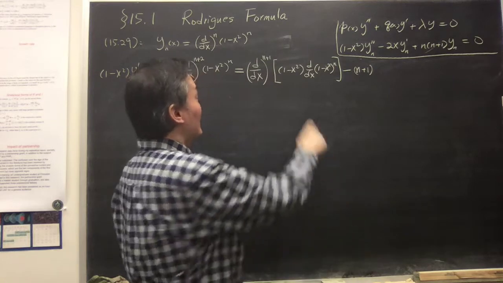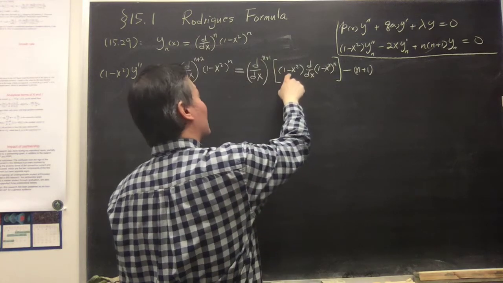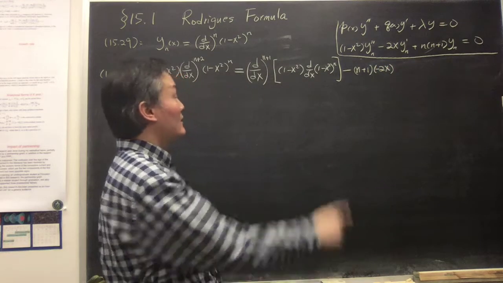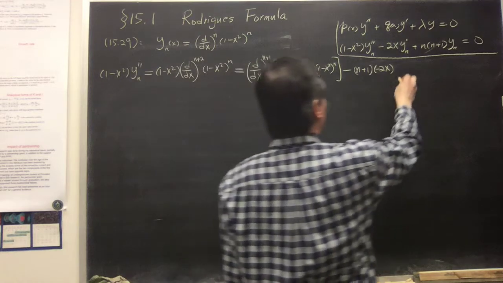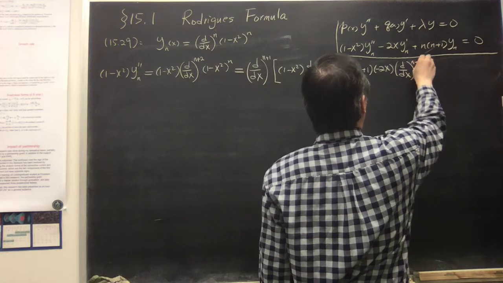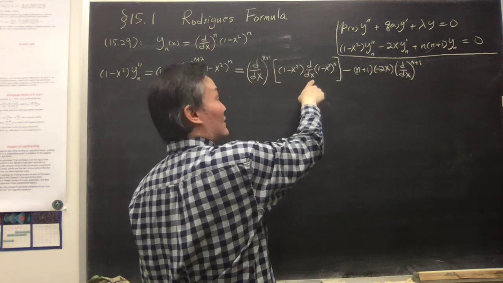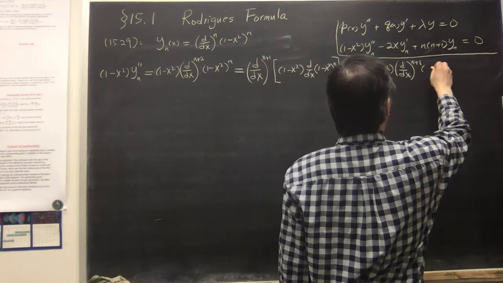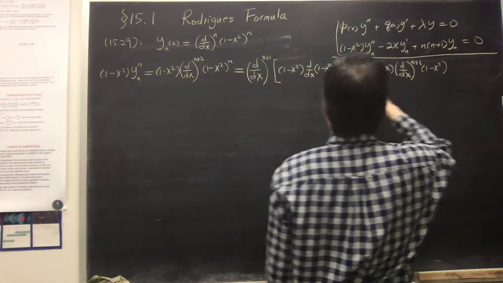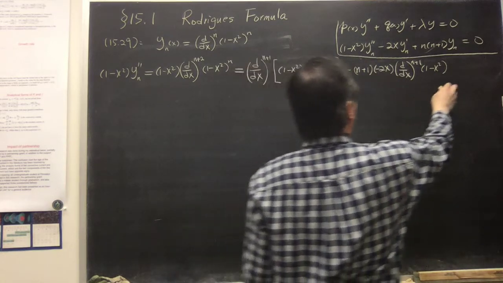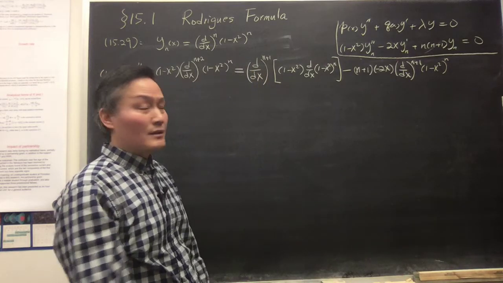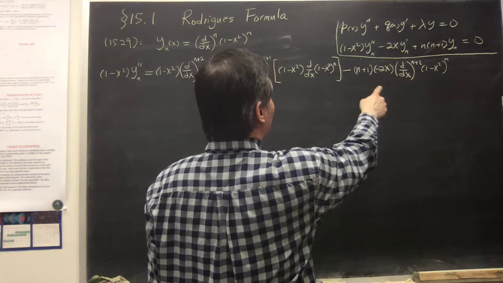Okay, and now the first derivative of this one will give you -2x. Then the n-th derivative of this one will give you back d/dx to the n+1, because you have the n derivatives and then one derivative in here, operating on (1 - x^2)^n. Okay, so that's the second term.